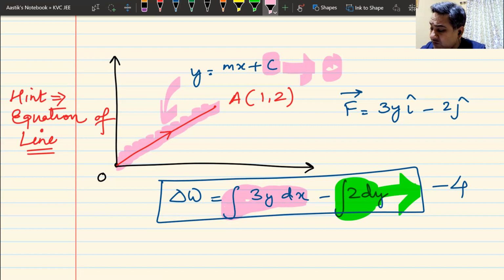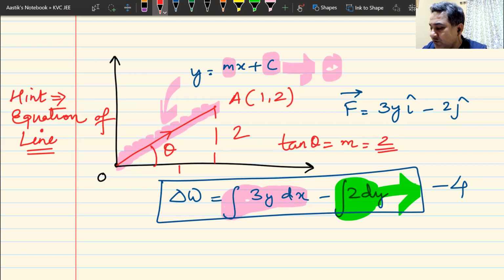You can calculate the slope of this line, yes or no? Theta, tan theta, this is 2, this is 1, slope is 2, yes or no? Tan theta, the slope of this line is m, that is equal to 2, yes or no? So the equation of this straight line becomes y is equal to 2x. Do we understand this?